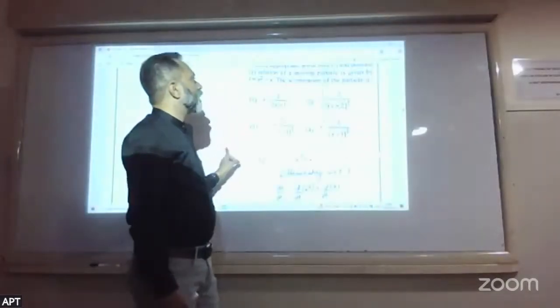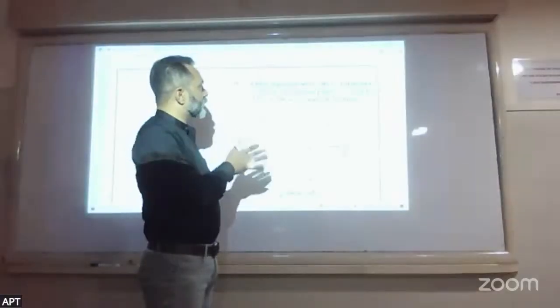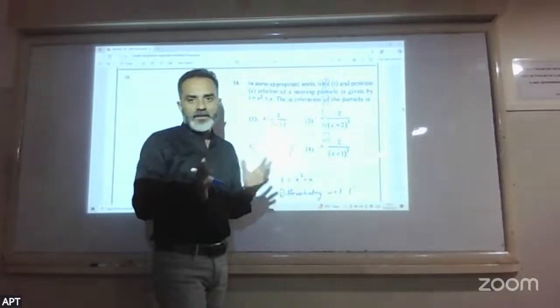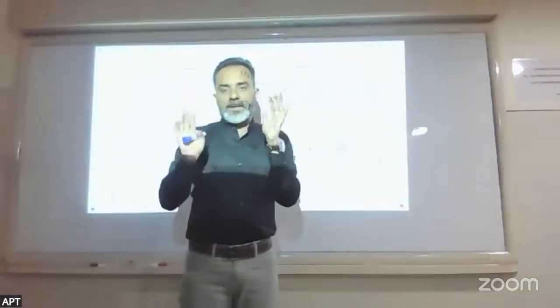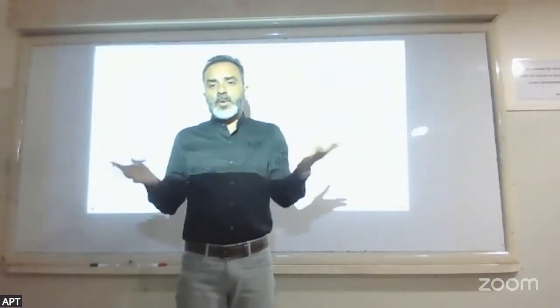Okay. Question here is, in some appropriate units, the time-position relation of a moving particle is given by this, and we need the acceleration. That's again a pretty simple question, but a bit lengthy. Simple to understand the method. Like a time-displacement equation, you differentiate it 2 times, you get the acceleration.